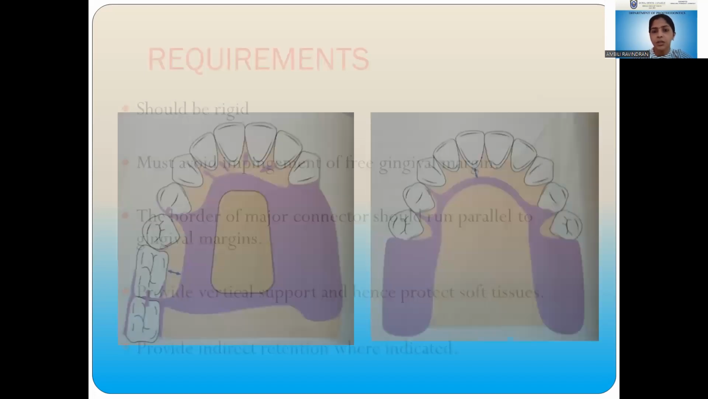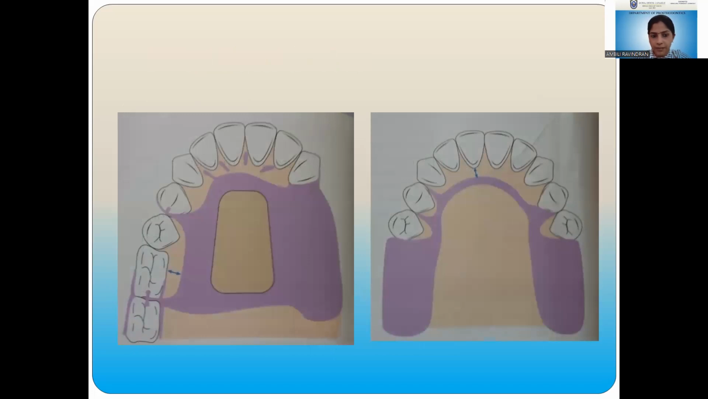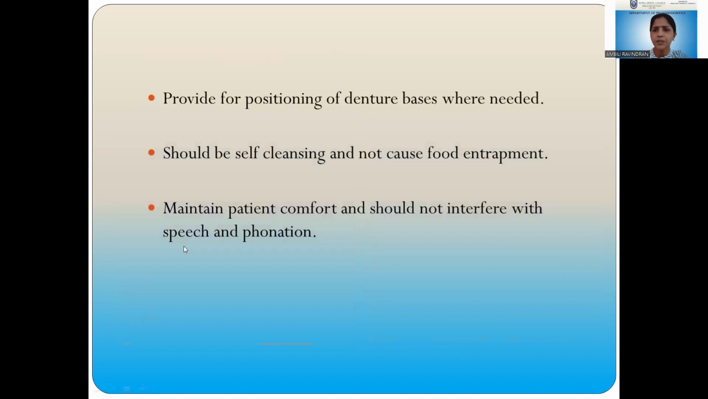In this picture, the blue arrow indicates that there should be a gap of 6 mm from the gingival margin to the edge of the major connector, and it should always be parallel to the gingival margin and follow the contour of the gingival margin. It should be self-cleansing, and it should not cause any kind of disturbance for the patient. It should not affect the phonetics of the patient.